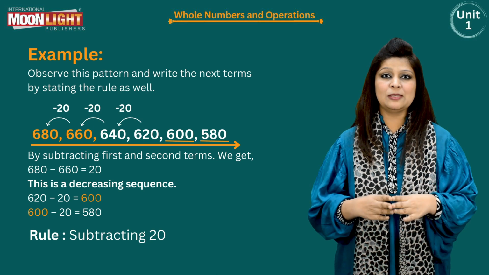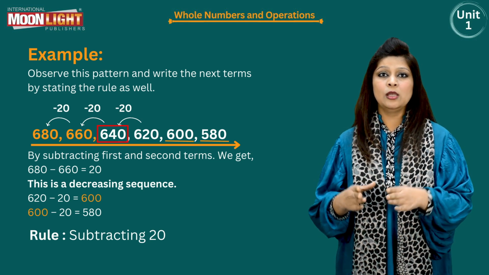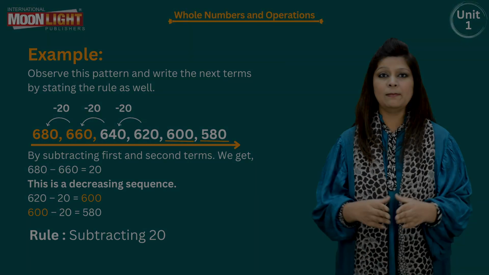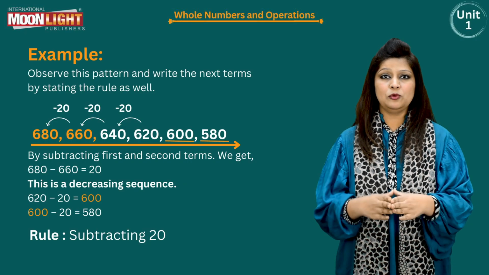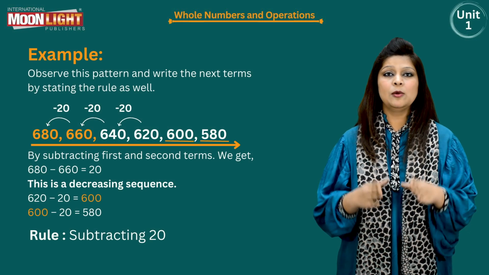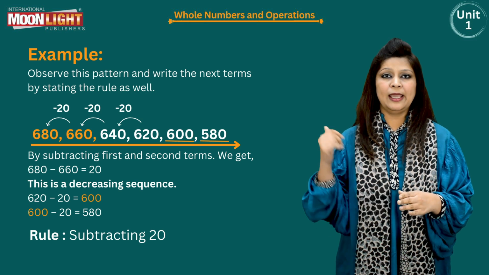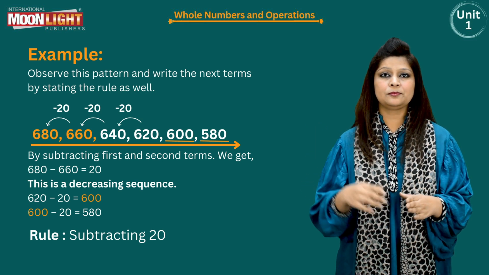660 में से 20 subtract करने से हमारे पास जो आंसर आया वो आया 640. So, इससे ये साबित हुआ हमने जो डिफरेंस निकाला है specific term का that is 20. Means we are subtracting 20. And this is the rule.